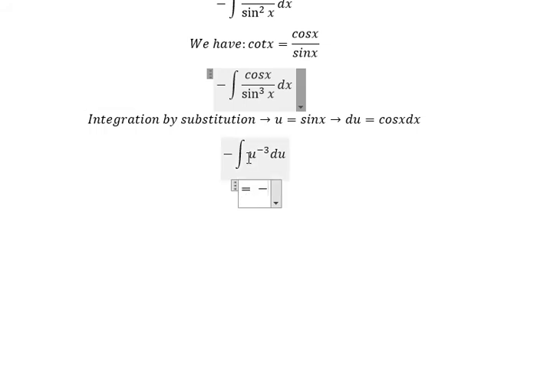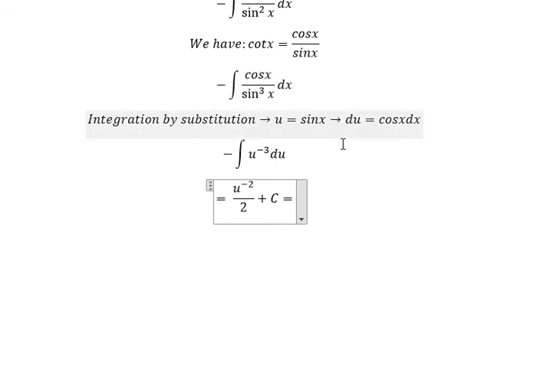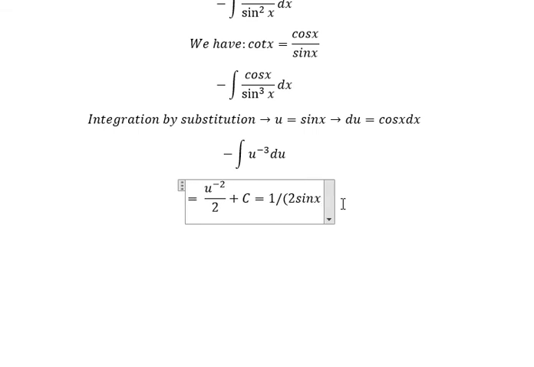The integral of u to the power of negative 3 is u to the power of negative 3 plus 1 over negative 3 plus 1, plus c, the constant. Negative 3 plus 1 is negative 2. Negative, negative, you get positive. We need to change u back to sin x, and with the negative 2, we get 1 over 2 sin x to the power of 2.